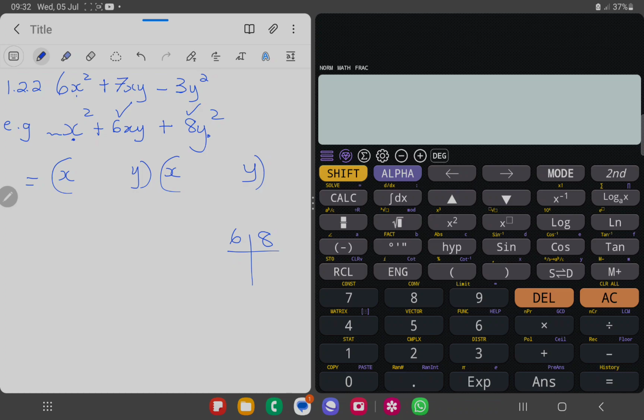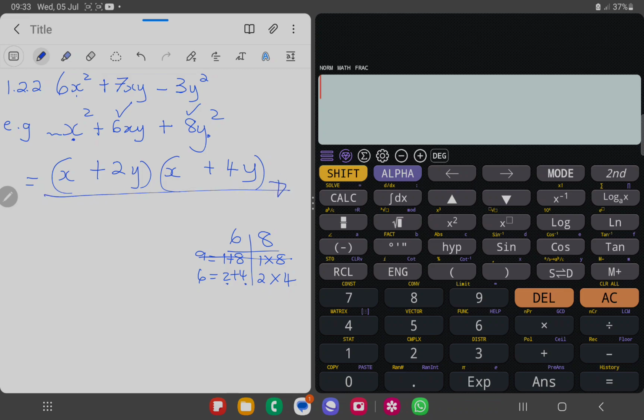So what are the factors of 8? The factors of 8 can be written as 1 times 8, or as 2 times 4. But now we must check which pair meets the requirements. We've got positive 1 and positive 8, and positive 2 and positive 4. What is 1 plus 8? It's 9. What is 2 plus 4? It's 6. It means the first pair does not meet the requirements. So the factors are a positive 2 and a positive 4. This is how you write it.